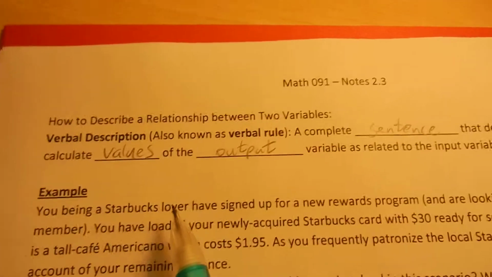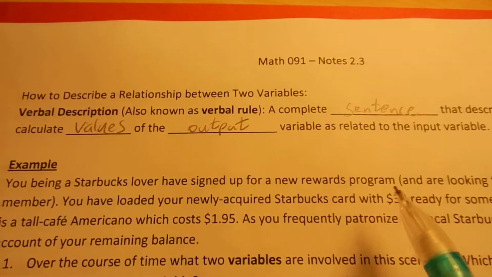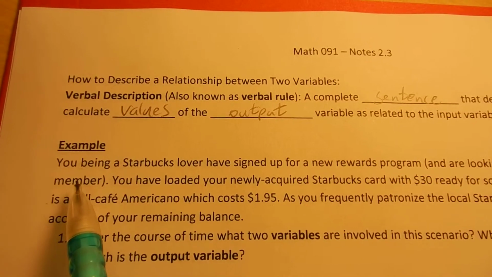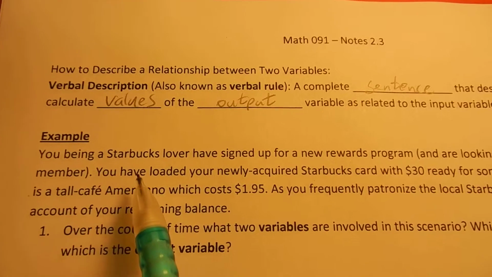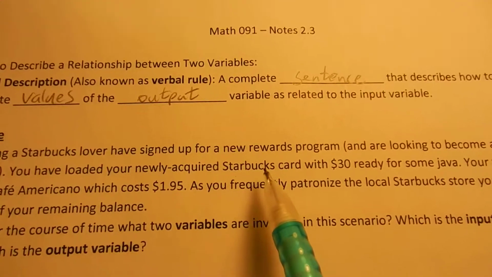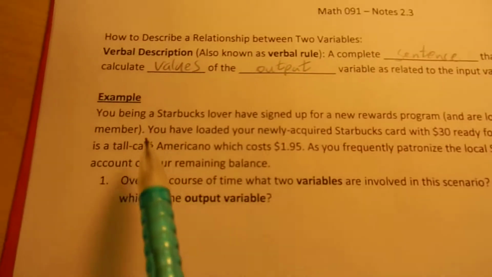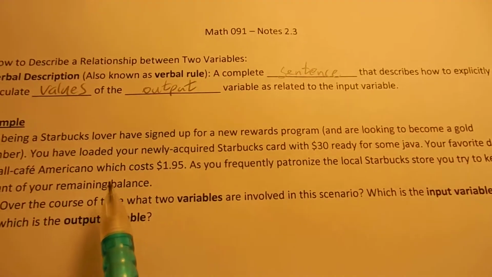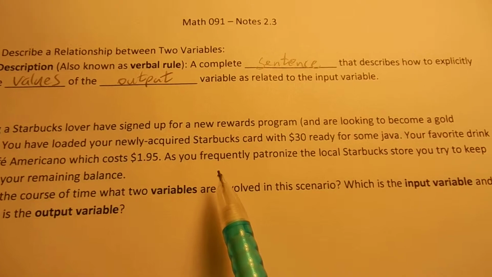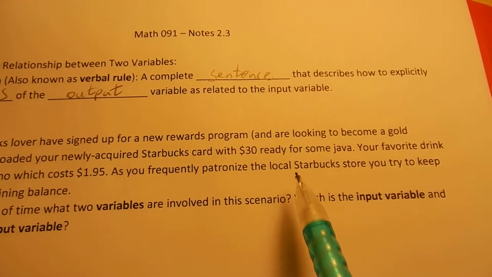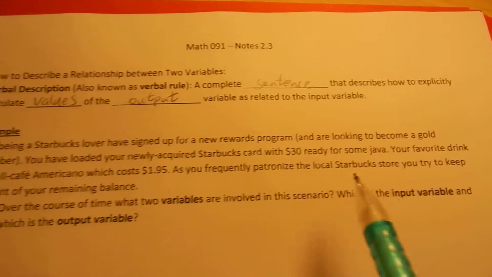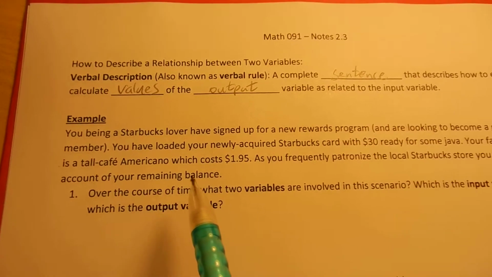You, being a Starbucks lover, have signed up for a new rewards program and are looking to become a gold member, which is a pretty good deal. If you haven't looked into it, you should. You have loaded your newly acquired Starbucks card with $30 ready for some Java. Your favorite drink is a tall cafe Americano, which costs $1.95. As you frequently patronize the local Starbucks store, you try to keep account of your remaining balance.